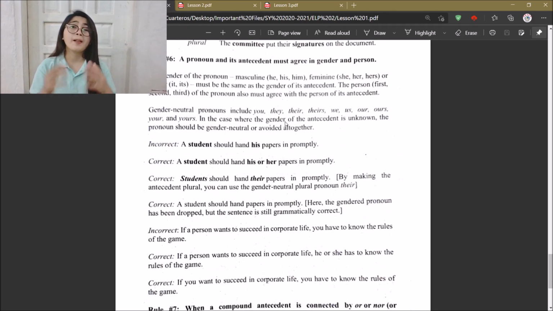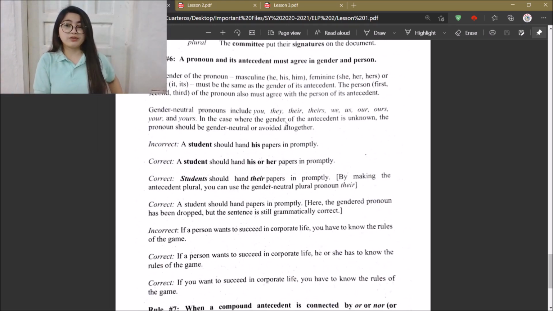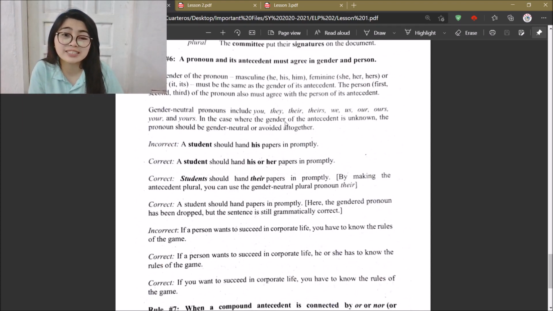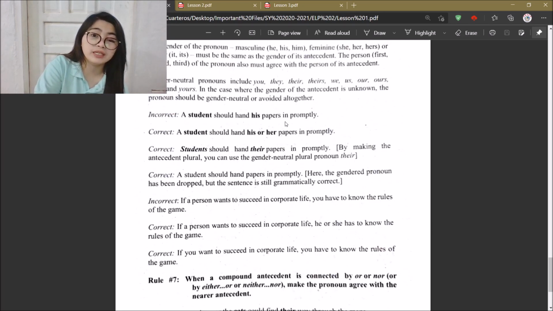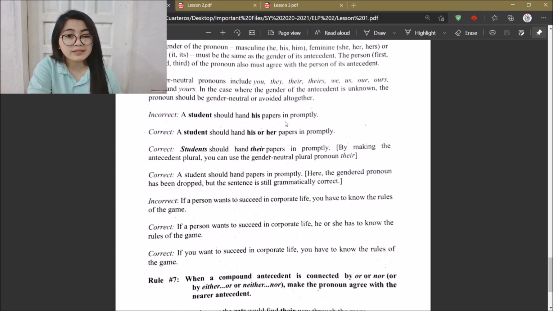So yun yung sinasabi ko kanina, identify first the subject and identify the gender of the noun, para alam mo kung anong gender of pronoun ang gagamitin mo. So, the person, we have first, second, and third, and the pronoun must also agree with the person of its antecedent. Okay, so we have the gender-neutral pronouns, which include you, they, their, theirs, we, us, ours, your, and yours. Alam niyo naman na yan. So, in the case where the gender of the antecedent is unknown, the pronoun should be gender neutral or avoided altogether.